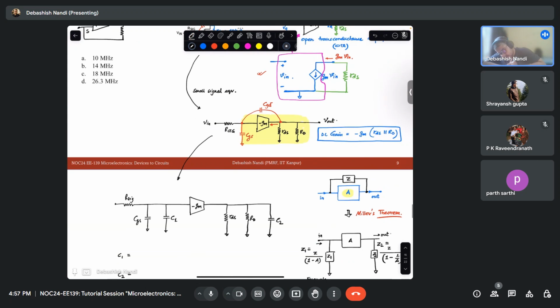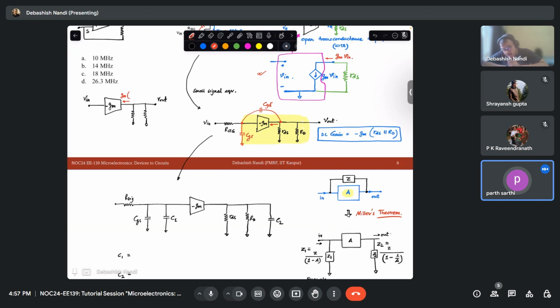Before that, just let me tell you this. So this is your GM, right? And there are these two parallel resistances. In DC, my capacitance is open circuit. So this is your V out. This is your V in. So how to see this? This current is GM times V in, right?